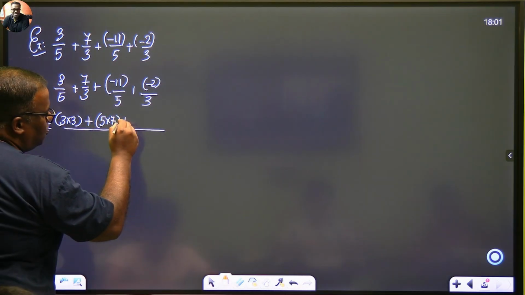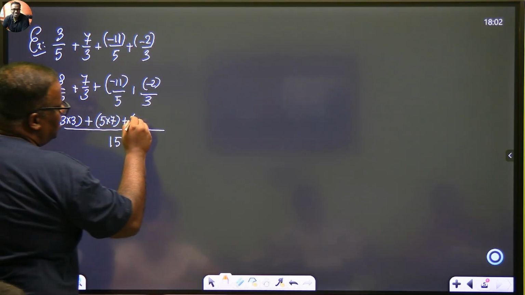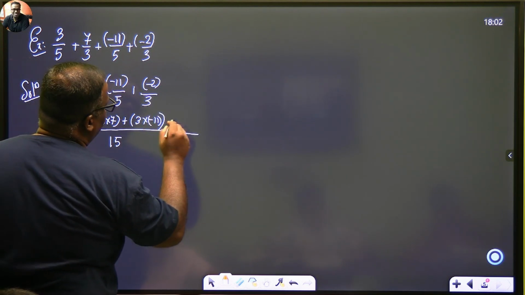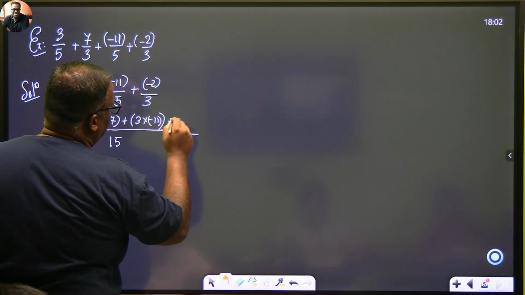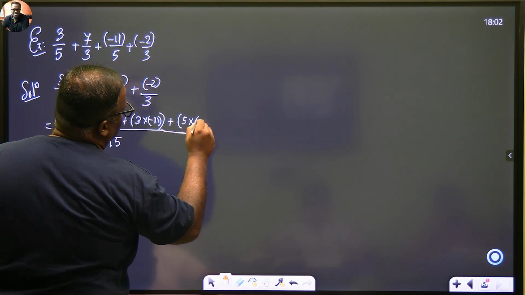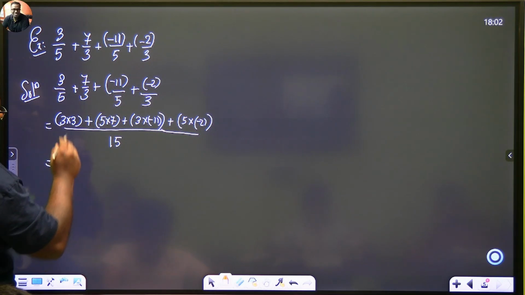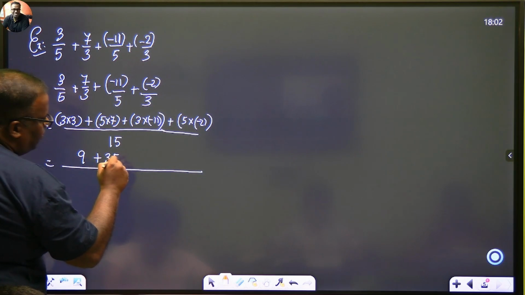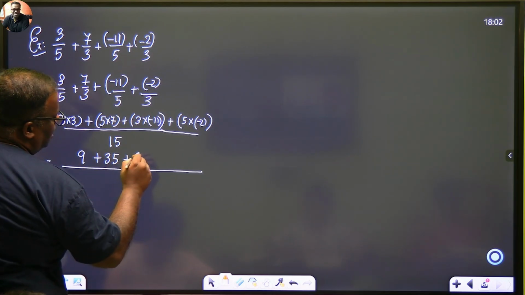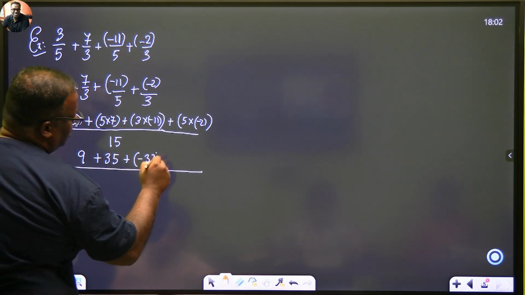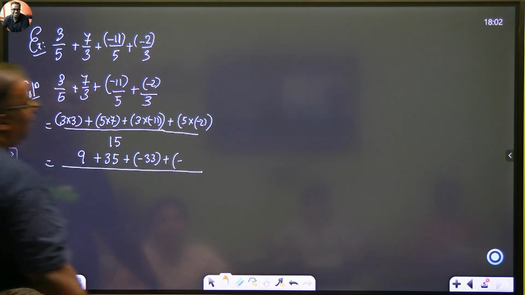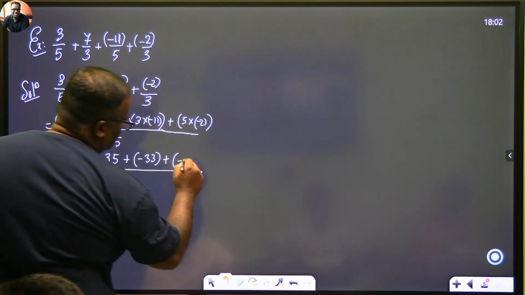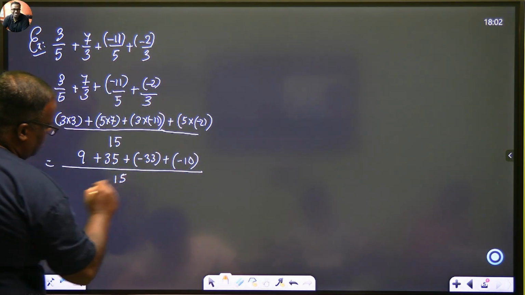Now we'll still put a plus here. 15 divided by 5 is 3 into negative 11, right? And then we have 15 divided by 3 is 5 into how much? Negative 2. Agreed? Let's solve it. 3 into 3, 9. 7 into 5, 35. Then we put a plus and a minus of how much? 33. And plus and a minus of how much? 5 into minus 2, so this is minus 10.